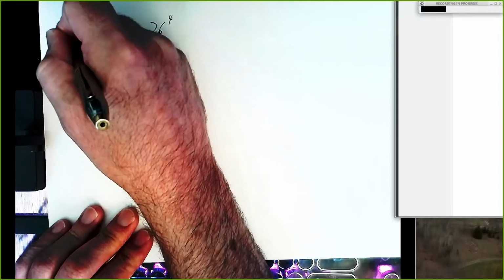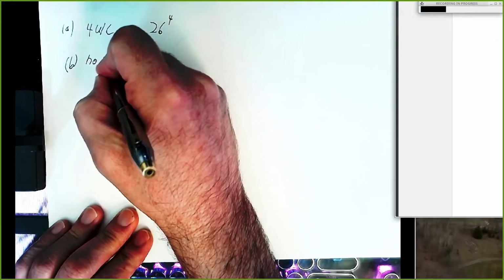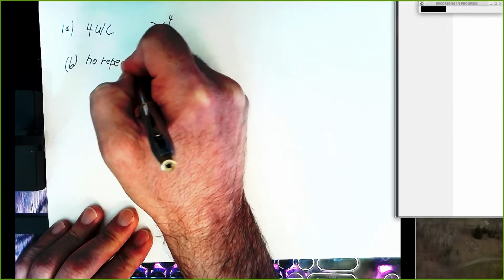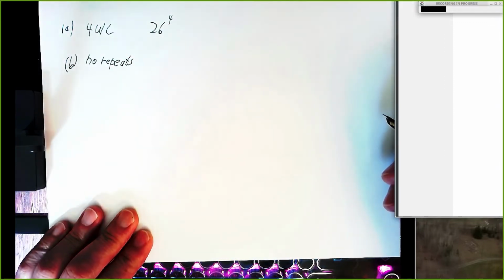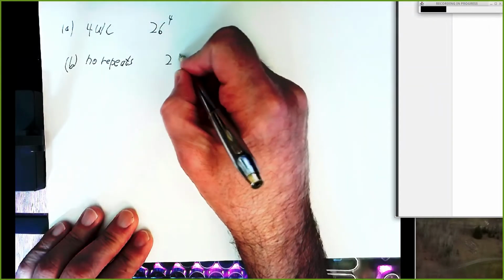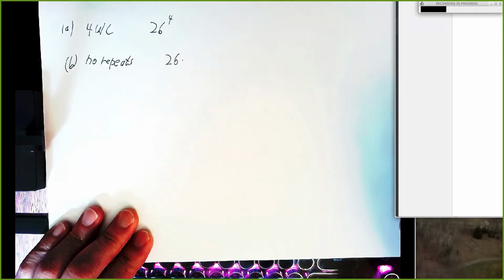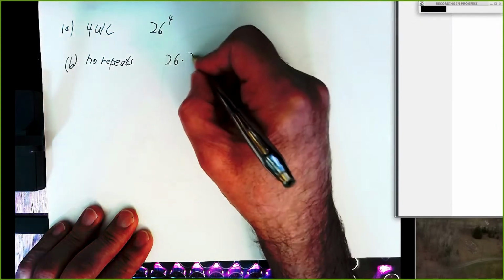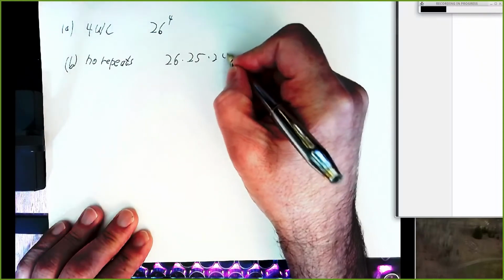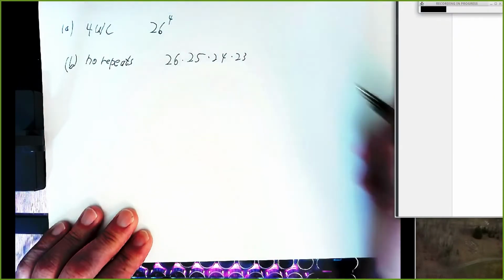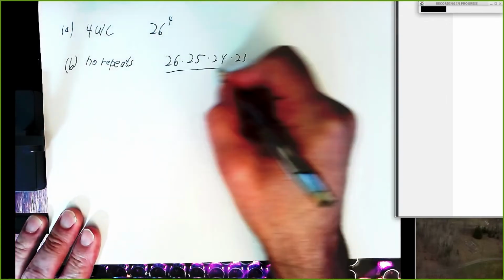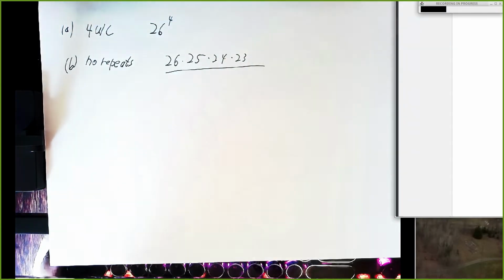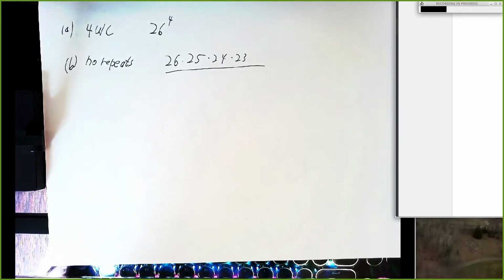If no repeats are allowed, the same subtasks: pick the first letter, pick the second, pick the third, pick the fourth. But this time, to pick the first letter, we have 26 options. But to pick the second letter, we only have 25 options. So there's 25 ways to do that, and then 24 ways to pick the third, and 23 to pick the fourth letter. So we have a smaller number of ways to pick a 4-letter password with no repeats allowed. And this will be slightly smaller than 26 to the 4th.